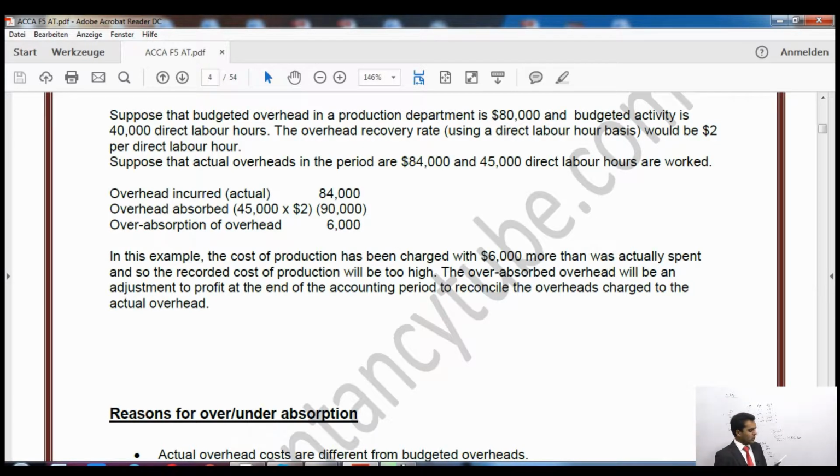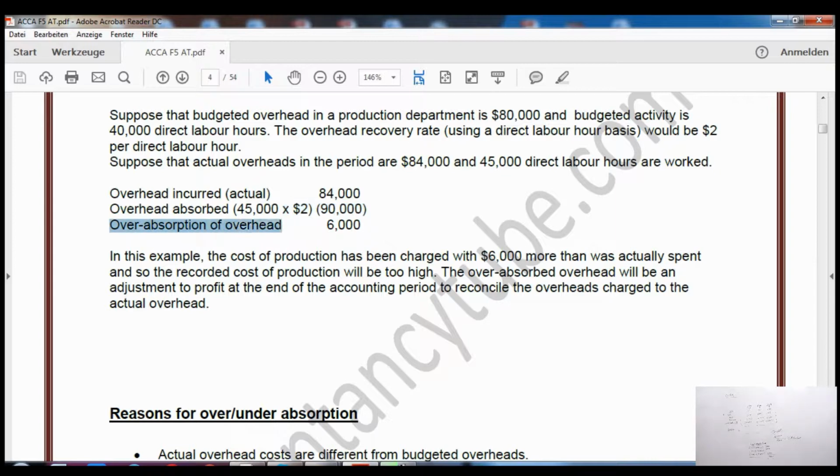Now it says, suppose that actual overheads in the period were $84,000, whereas 45,000 labor hours were actually worked. Now how do we absorb the overheads? While we absorb the overheads, we take the actual labor hours, which are 45,000, multiplied by $2 per hour, which was the predetermined overhead absorption rate. So 45,000 multiplied by 2, these are the overheads absorbed, right? Whereas actual overheads it has given us are $84,000.